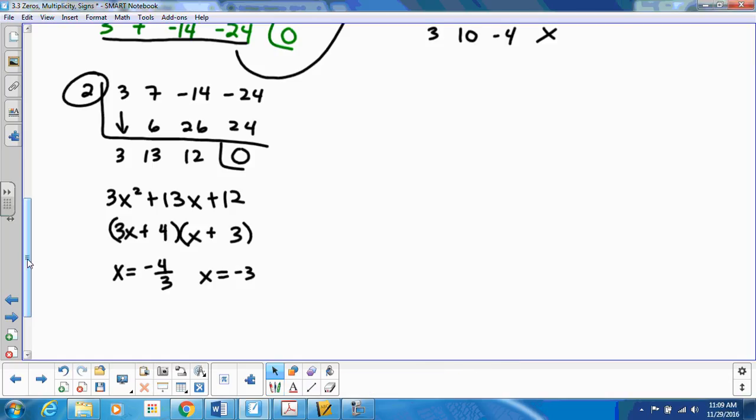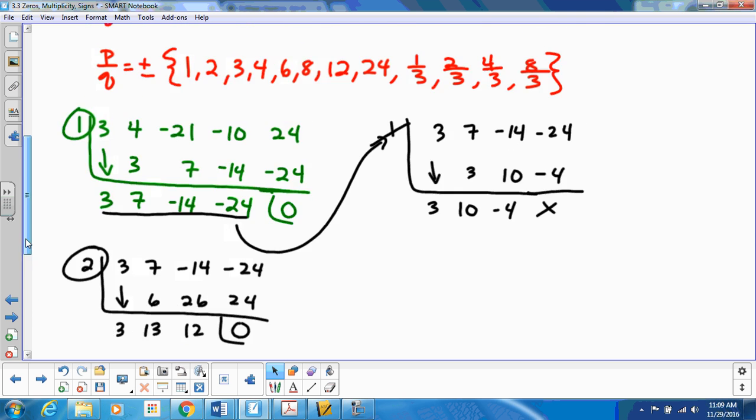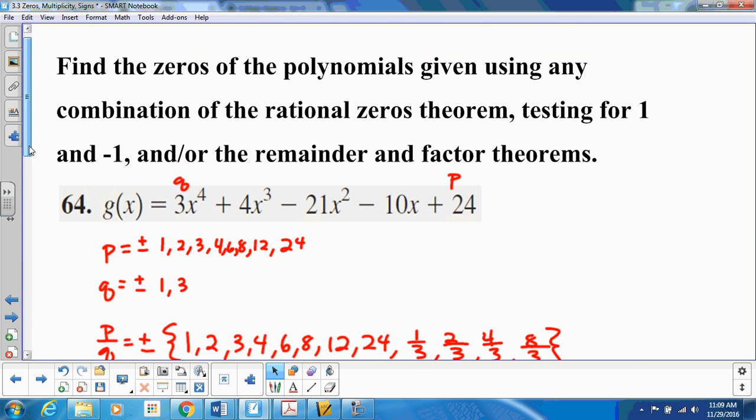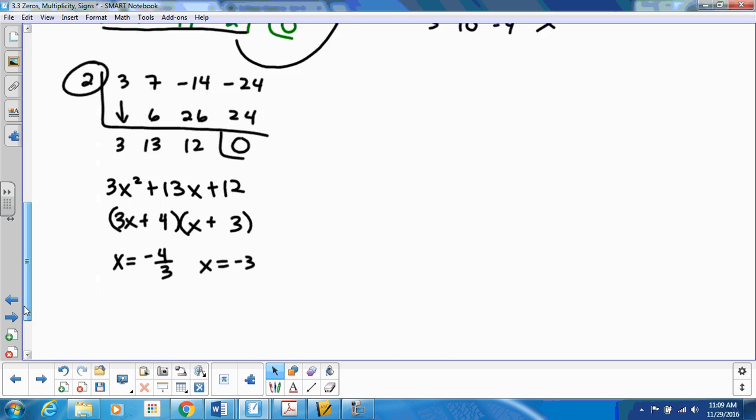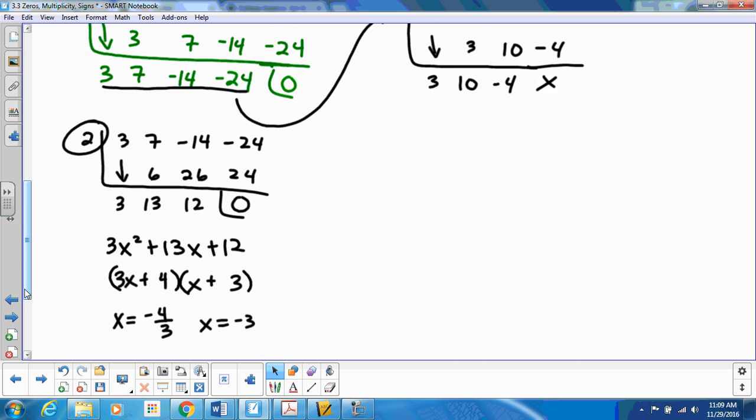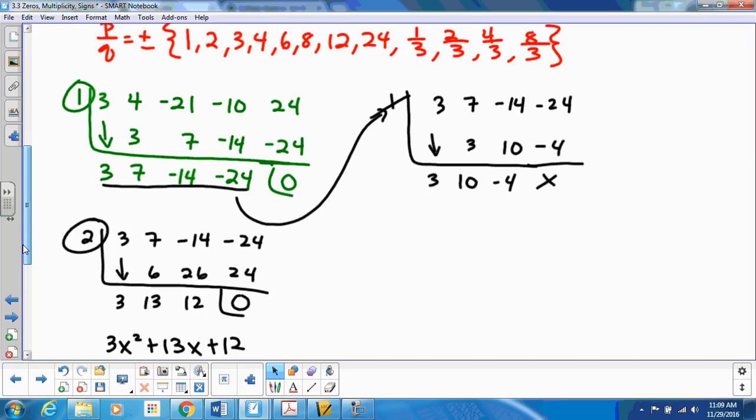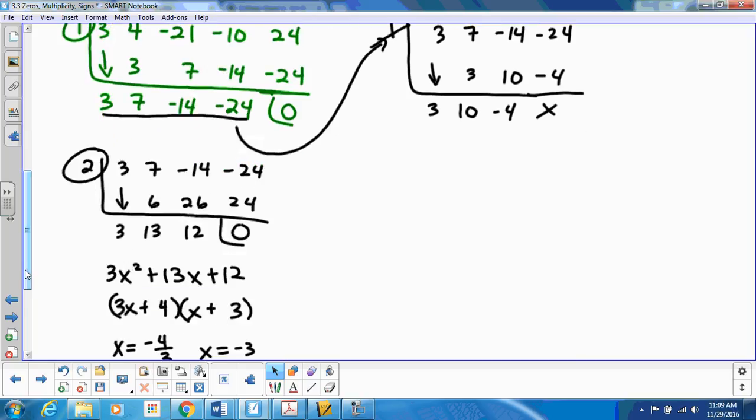So my answers, and this one says, as the problem, find the zeros. It doesn't say I have to write it in factored form, it just says find the zeros. It's x to the 4th, so I should have 4 zeros. So x equals 1, 2, negative 4/3, and negative 3.